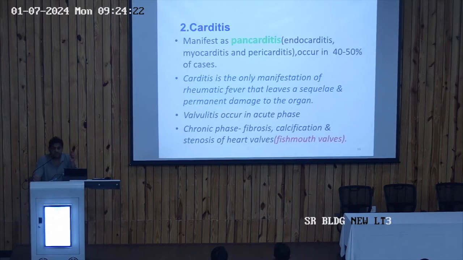At that time there is a regurgitant lesion in the valve. Usually the involved valve is the mitral valve, so it leads to mitral regurgitation. If you see this in any MCQ question in the examination: in acute rheumatic fever, the first lesion is MR, not MS. It leads to fibrosis, then calcification, and then stenosis of the valve, the fish mouth valve. That is a stenotic lesion, so it's called MS, mitral stenosis.